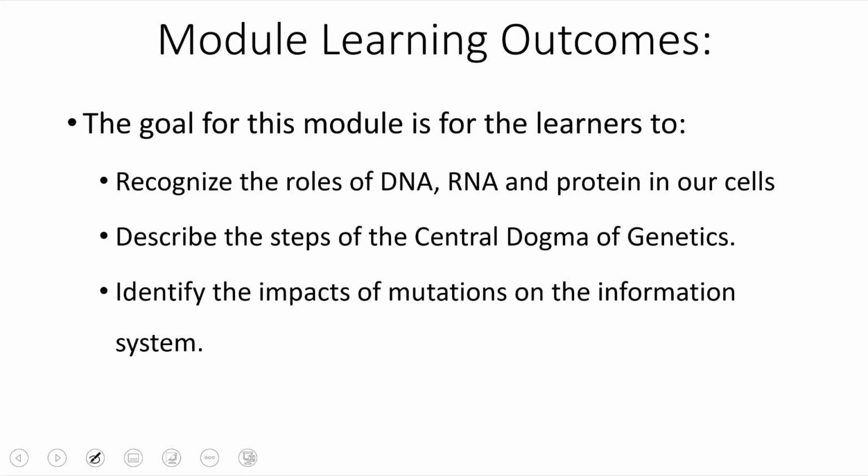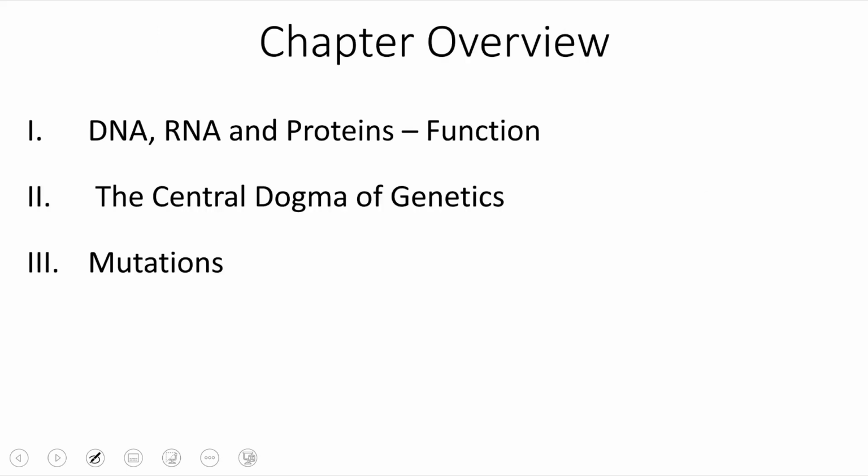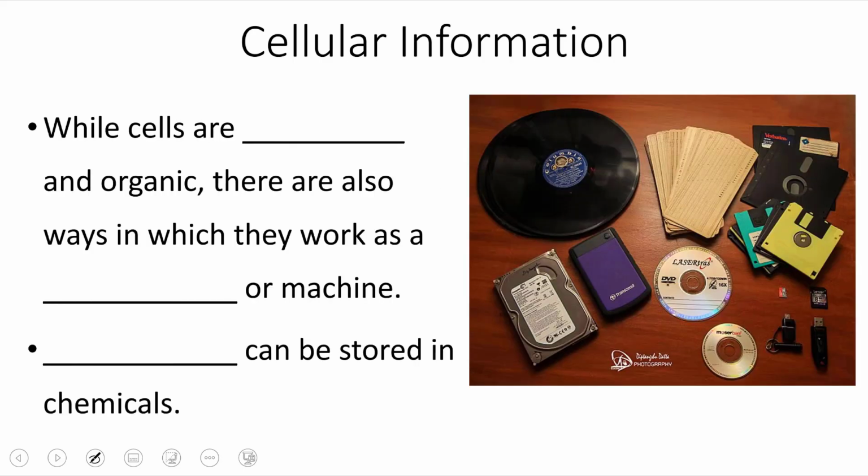For this module, the goal is for learners to be able to recognize the roles of DNA, RNA, and protein in our cells, to describe the steps of the central dogma of genetics, and to identify the impacts of mutations on the information system. So we'll have a total of 3 lectures in this module, the first talking about DNA, RNA, and proteins and their functions, then moving on to the central dogma of genetics, which is that flow of information from DNA to RNA to protein, and then lastly a discussion on mutations.